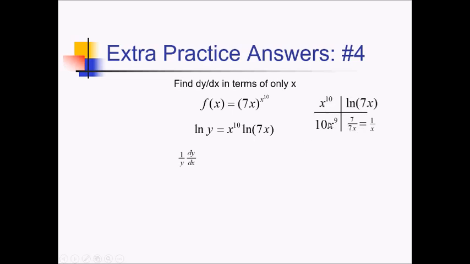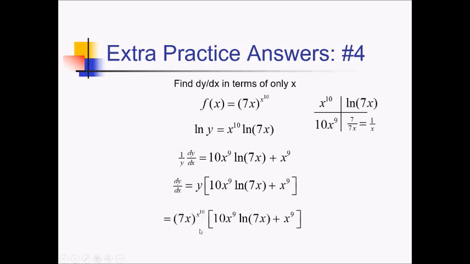So we've got 10x to the 9th ln of 7x, plus, going the other way here, this is going to be x to the 10th over x, which if I wanted to, I could reduce to x to the 9th. And now to isolate dy over dx, we multiply both sides by y. So all of the stuff on the right here goes in a big parentheses with a y outside. And then finally, our answer has to be in terms of x only. Why? Because they said so. So we're going to replace this y with 7x to the x to the 10th, like so. All right, there we are.